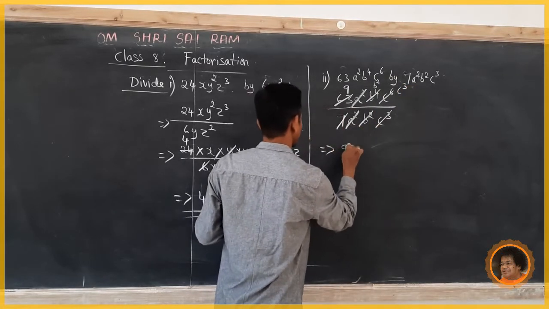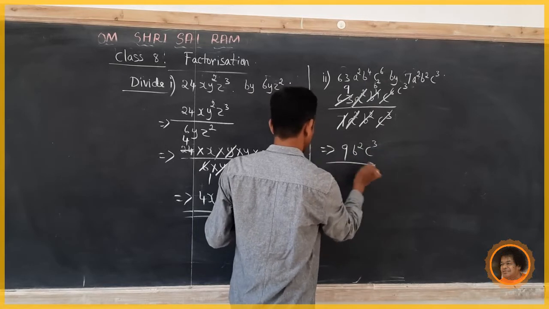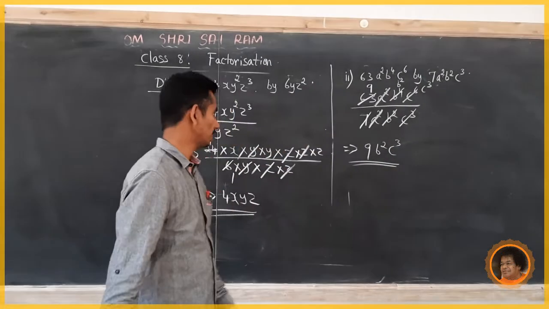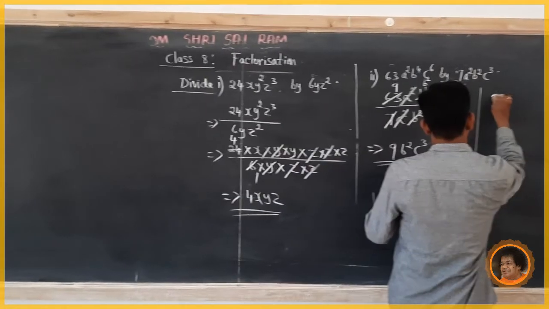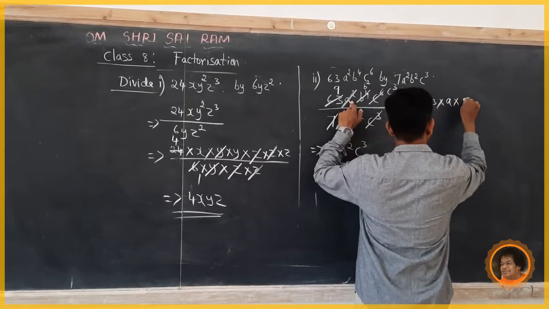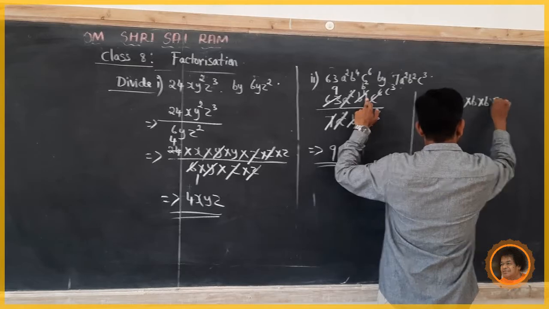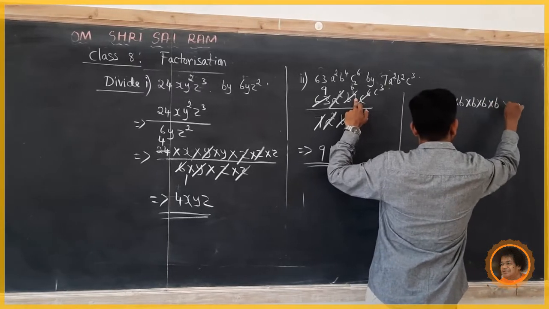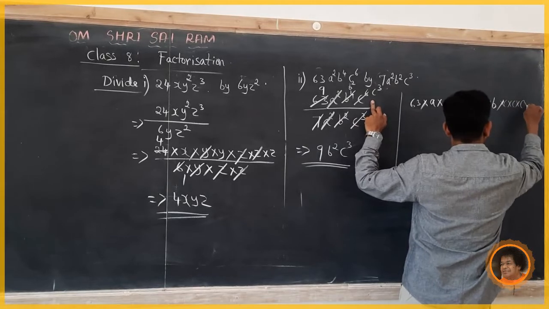Then what is the answer? 9 b squared c to the power 3. So 9 b squared c cube is the answer. Or we can solve it like this. 63 into a to the power 2 means a into a, then b to the power 4 means b into b into b into b, c to the power 6 means c multiplied 6 times.